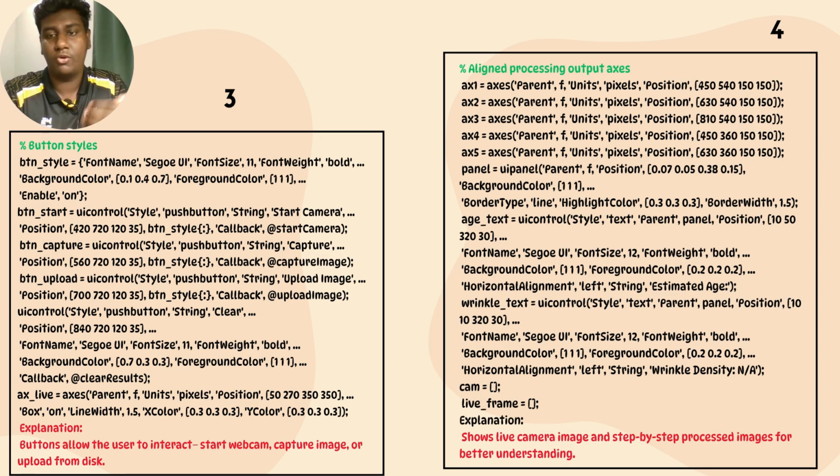Okay, next line of code is the button style. Buttons allow the user to interact, such as start webcam, capture image, or upload the image. And we also add the line of processing output, which shows a live camera image and the step-by-step process of the image for better understanding.